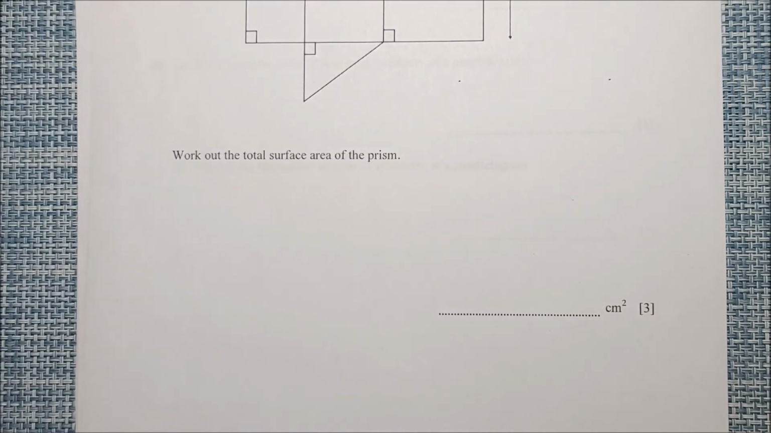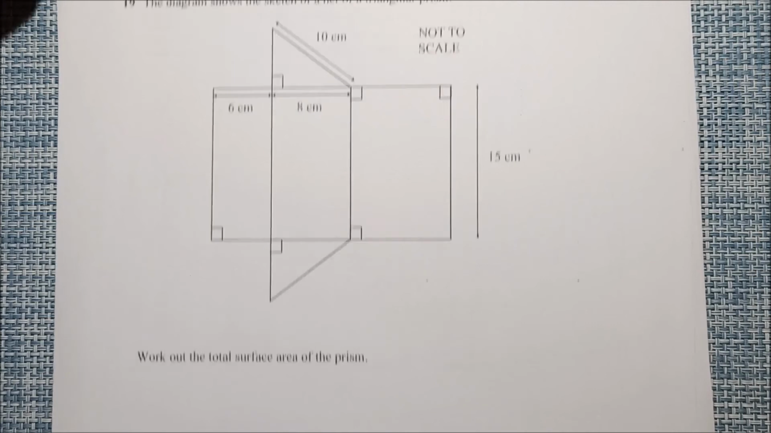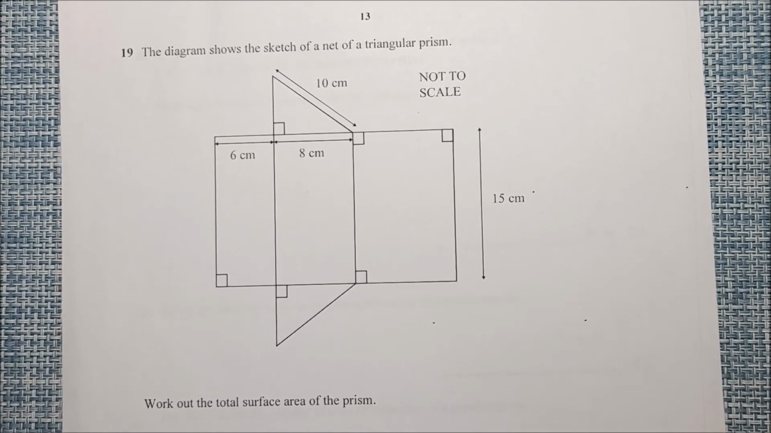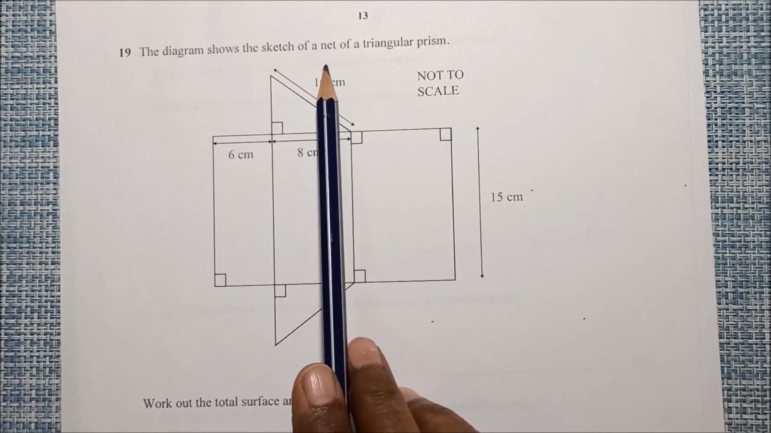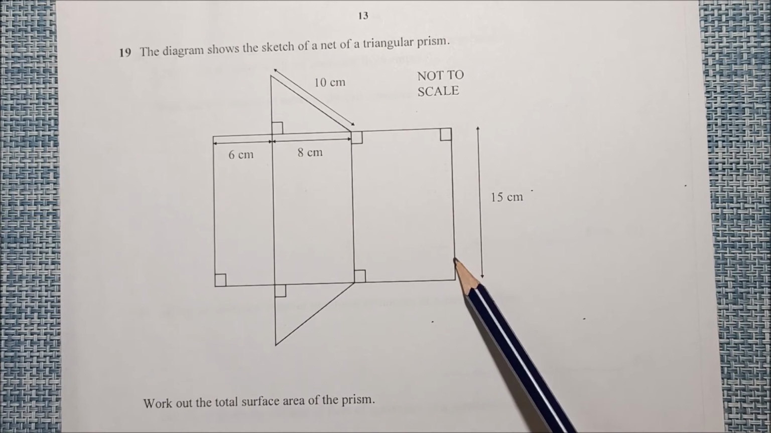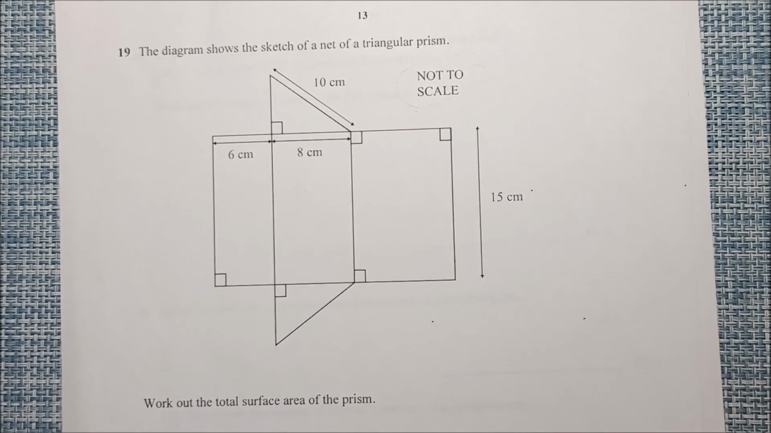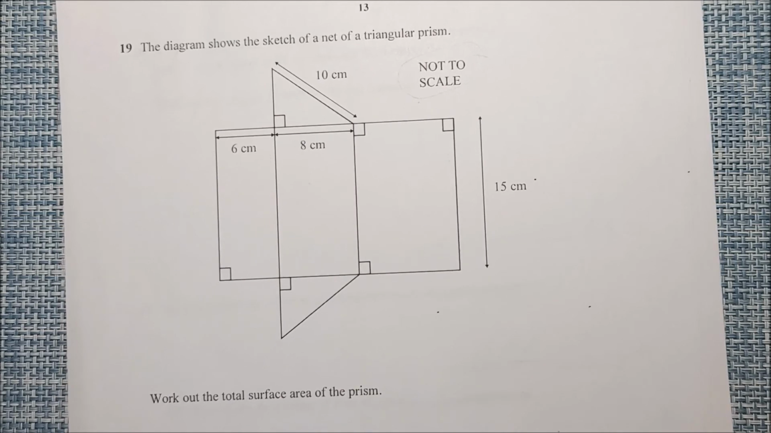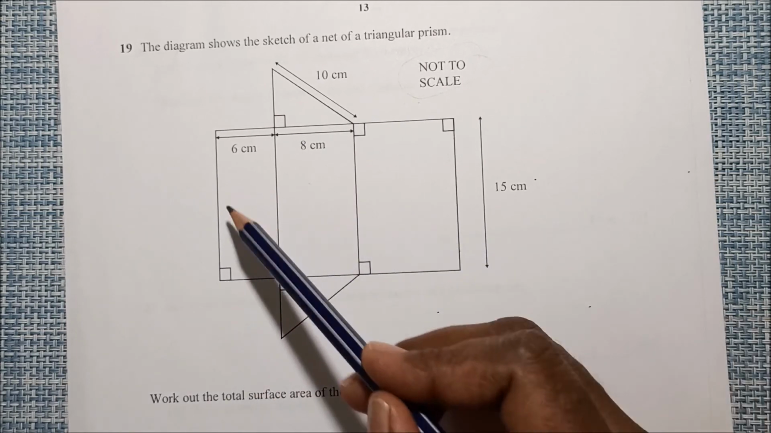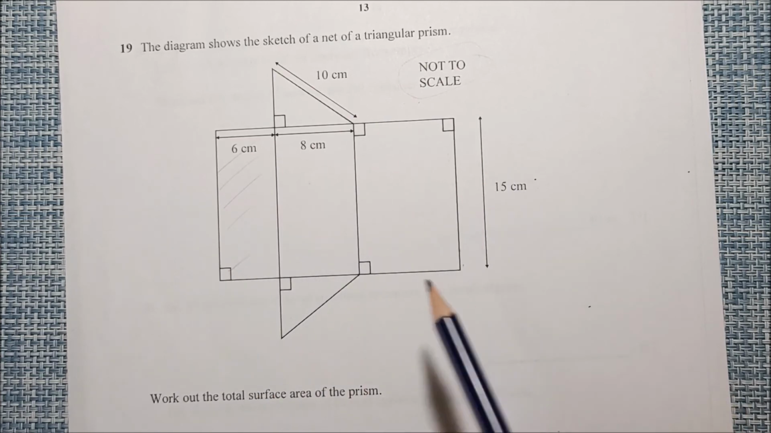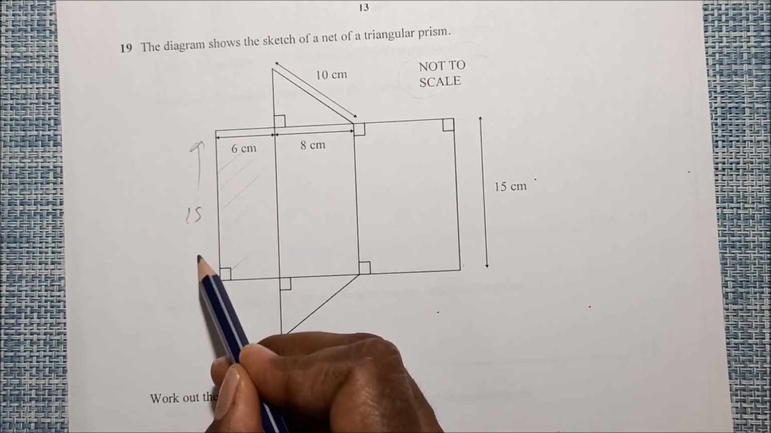Number 19. The diagram shows the sketch of a net of triangular prism. So we have prism here, dimensions are given, but they are not to scale. So work out the total surface area of the prism. We are going to calculate one by one. So let's start with this one, this shape 1. If this is 15, so this is gonna be 15.